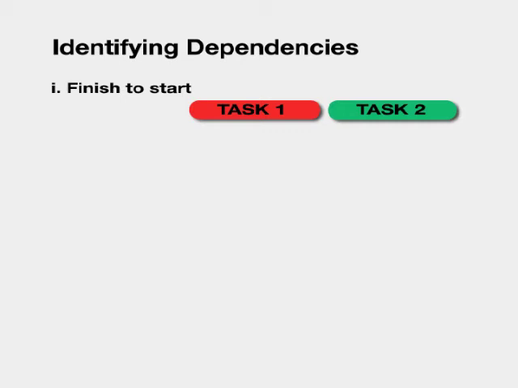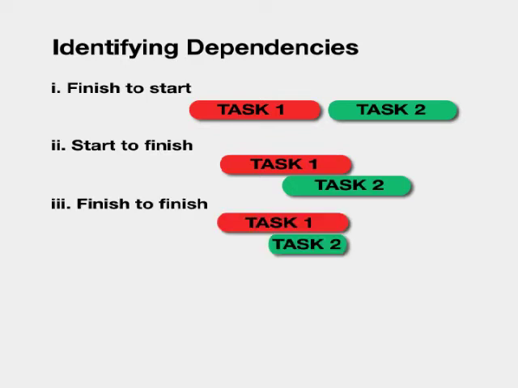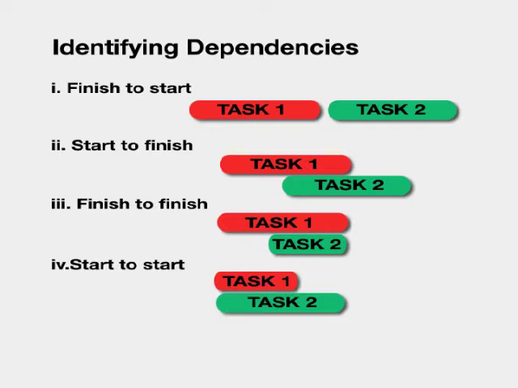Secondly, identifying dependencies. There are 4 possibilities. Firstly, finish to start. A preceding task must be completed before the succeeding one can start. Secondly, start to finish. The succeeding task must start before the preceding one can finish. Thirdly, finish to finish, in which both tasks must finish simultaneously. And fourthly, start to start, in which both tasks must start simultaneously.